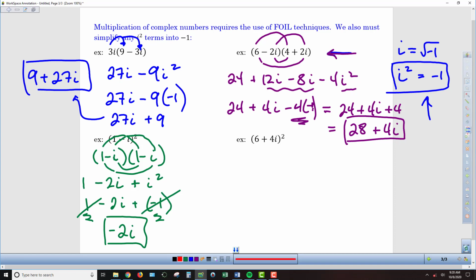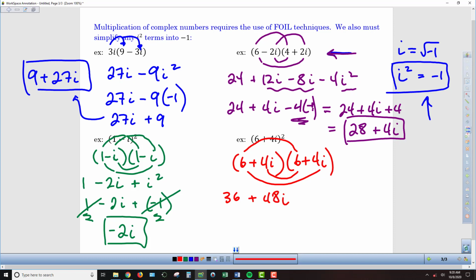Jumping to the last one, same idea. I can't just square the individual pieces. When you're squaring a binomial, you have to use our FOIL technique. So I've got 6 plus 4i times another 6 plus 4i. So my first 6 times 6 is 36. My outer and inner, again, these are two of the same thing. I'm going to get a 24i plus another 24i, so that's going to make 48i. And then lastly, I've got 4i times 4i. It's going to give me a positive 16i squared.